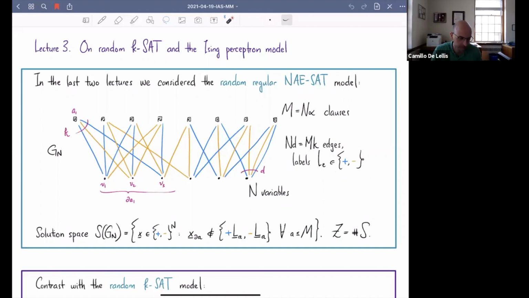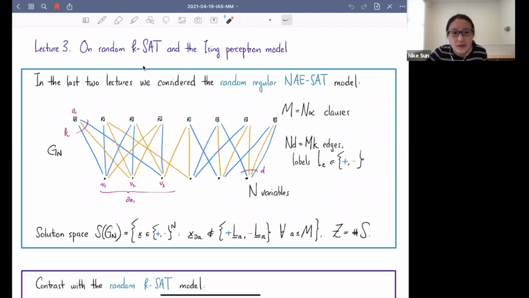Thank you very much for coming to the last lecture. Today I'll talk a little bit about the random KSAT model. This is somewhat of a continuation of last time, but most of the lecture I hope to spend on the Ising perceptron model. In the last two lectures, we considered random regular not-all-equal SAT. The main features were that every constraint involves exactly k variables, and every variable belongs to exactly d constraints, and otherwise it's chosen at random.